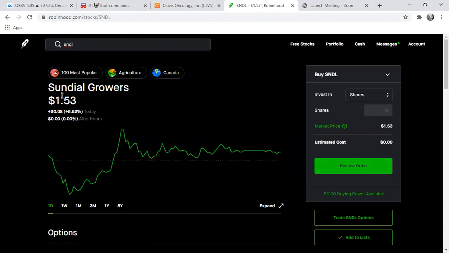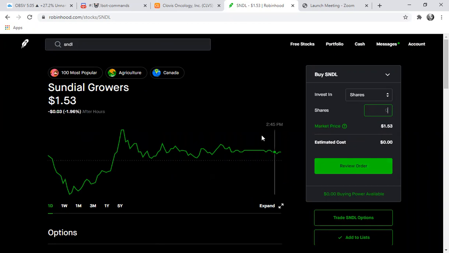All right. Sundial Growers is the name of the stock, the name of the company that you're investing in. And all you're doing is going over here and putting in how many shares you want. So you can put one, and one share equals $1.53. Okay, as you can see right here, $1.53. You could put 100, and you'll invest $153 for 100 shares. So to own 100 shares of Sundial Growers, you will need $153 to invest into this company.